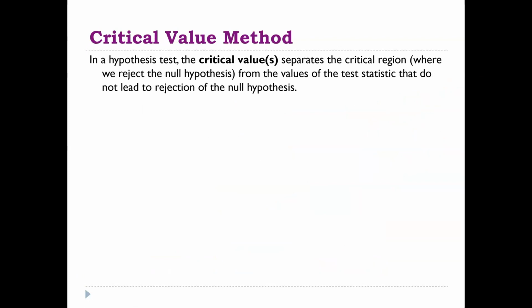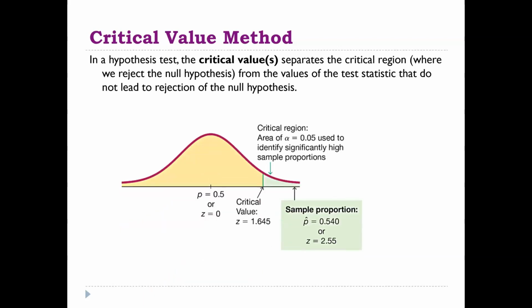Similar conclusion arises from the critical value method. If the test statistic is located in the critical region, in the green area, meaning it's greater than our critical value, then we reject the null hypothesis. If the test statistic is located in a non-critical region, right here, meaning it's smaller than our critical value, then we fail to reject the null hypothesis.